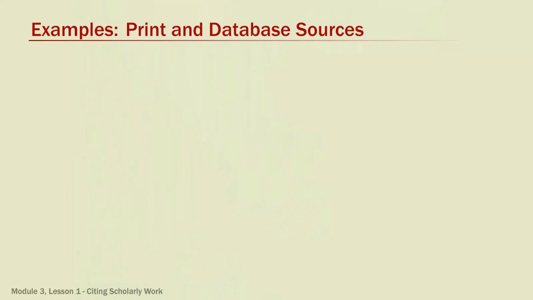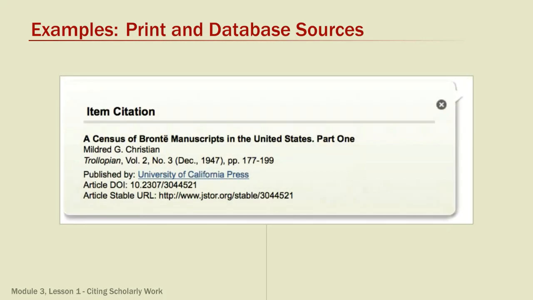Examples: print and database sources. Now that you know where to find the information needed for a citation and how to compose one, let's take a look at some examples. Here's the database information for an article on the writing of the Bronte sisters. This excerpt includes all of the necessary elements of a citation: author, article title, journal title, volume and issue number, publication date, and page numbers.